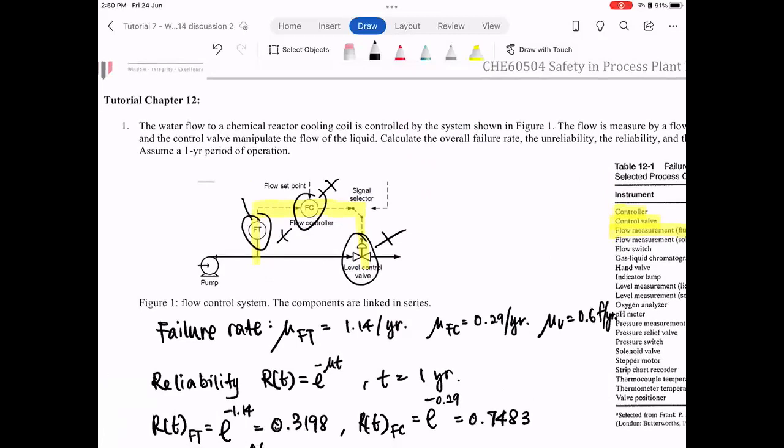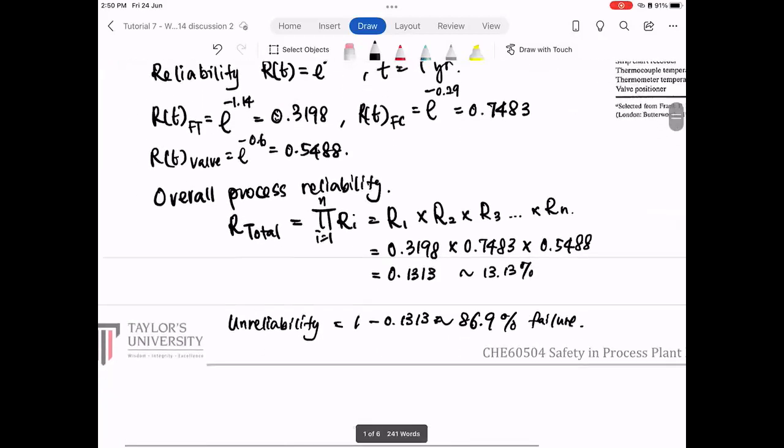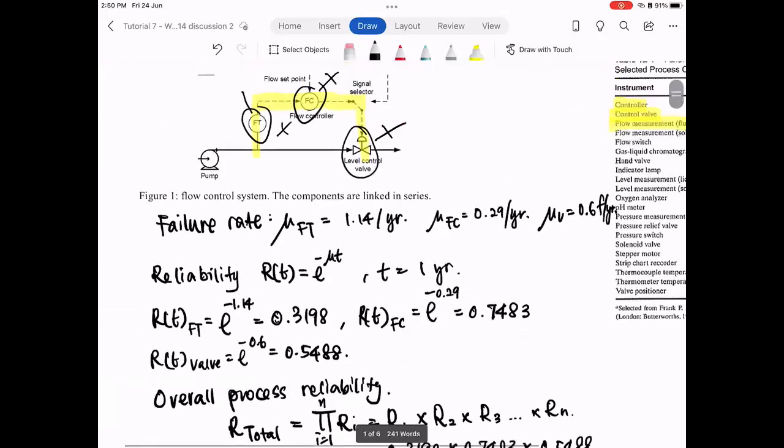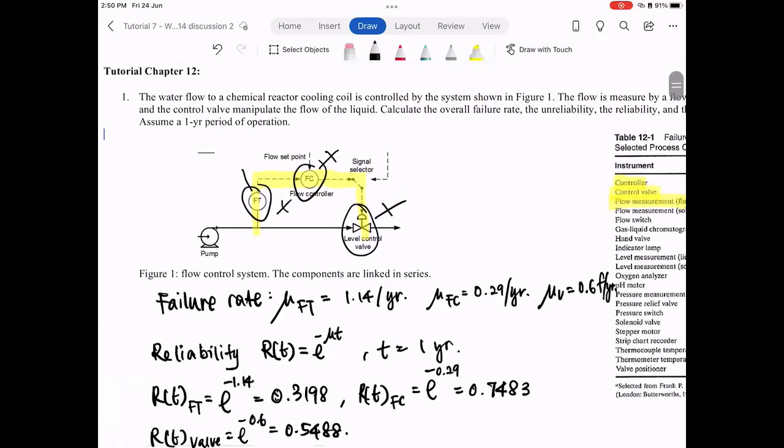Is that bad? If I were to really plan for preventive maintenance, I may have to do preventive maintenance quite often for this system in order to make sure it is running, because the reliability, meaning the uptime for this machine or this process, is only 13%. Because if one of these fails, the whole system fails.